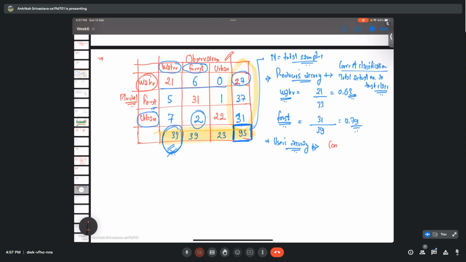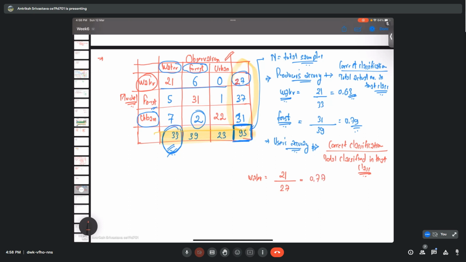So let me write it here. Maybe it will be easily understood by this. Total classified in that class. So when we say user's accuracy for water, out of the 27 times the user has classified this soil patch or the area as water, only 21 times it is correct. So it will be somewhere 0.77.